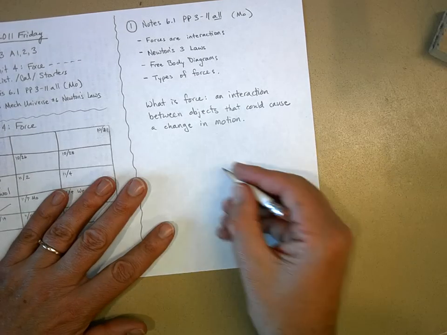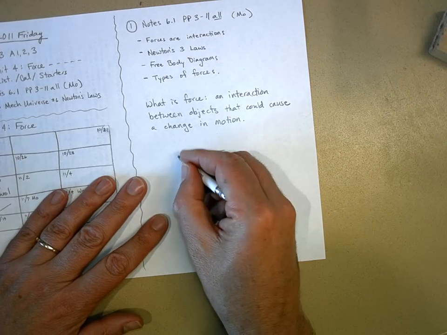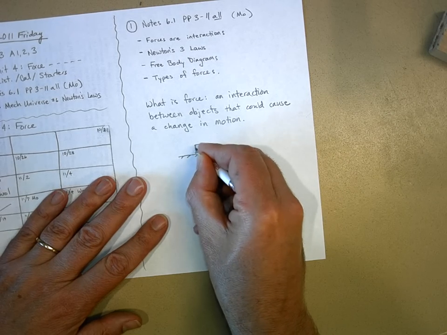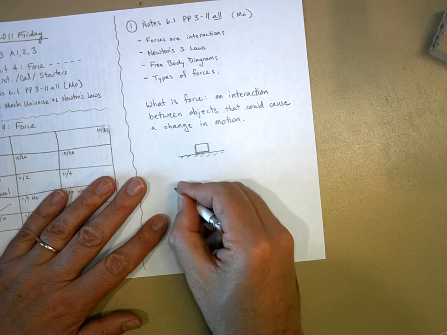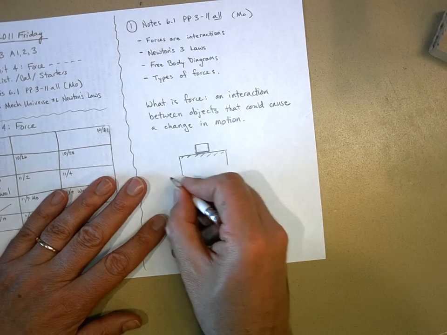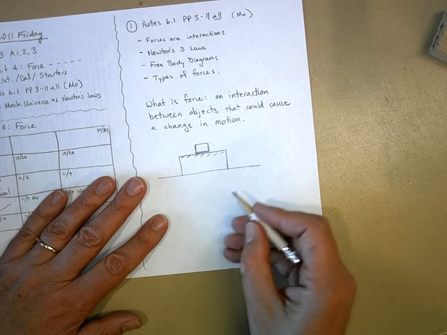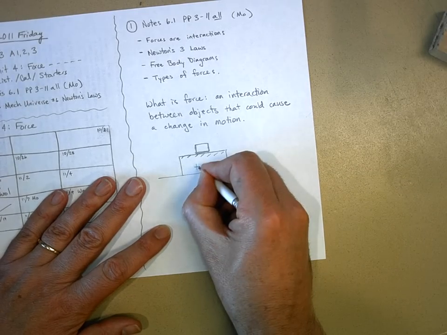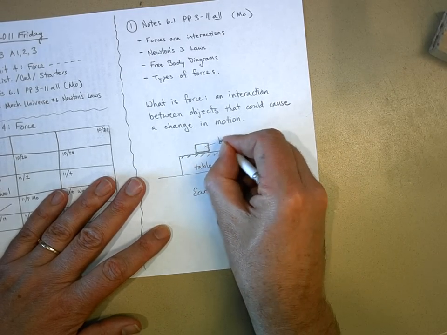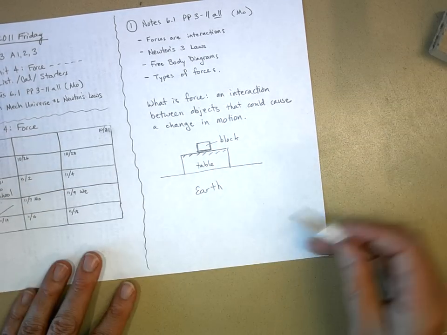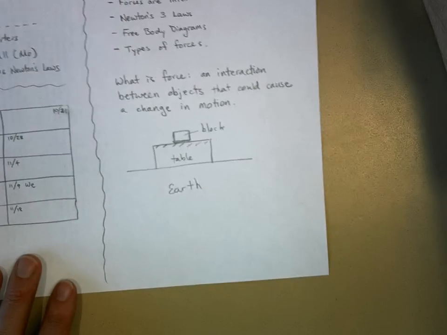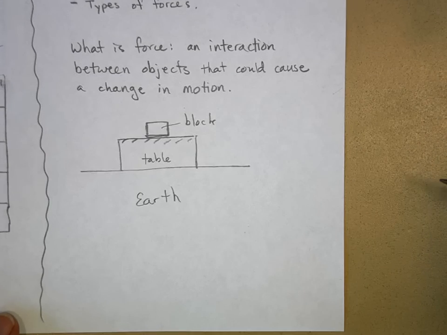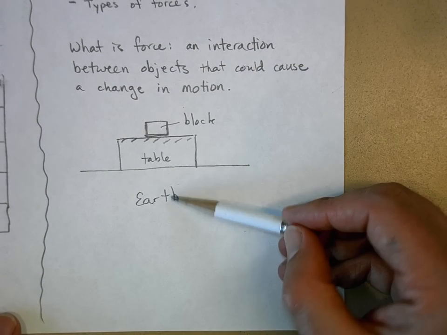Let me draw a little picture. Here's the table that it's sitting on. Here's our little block of wood. And of course, the table is anchored to the ground, and this is just the earth down here. So this is the table, and this is the block of wood. If I think about this, what are all the things that this block of wood is interacting with? Well, the block of wood is interacting with the earth.